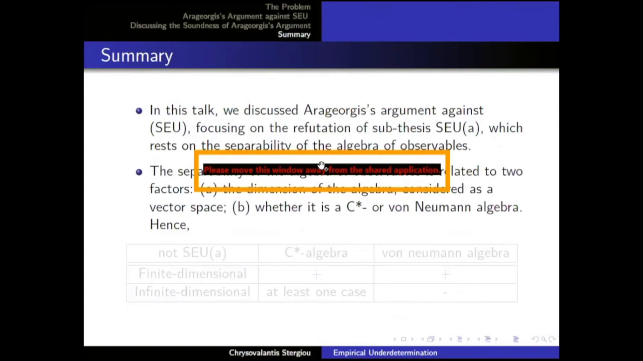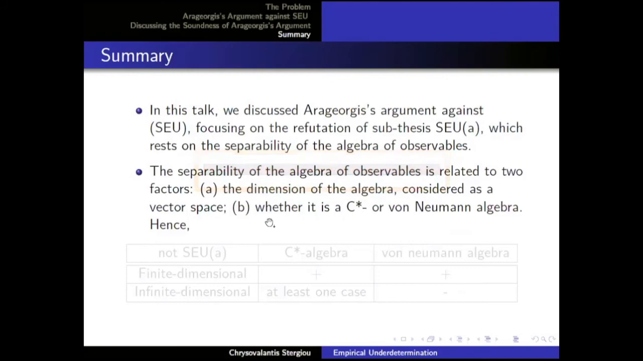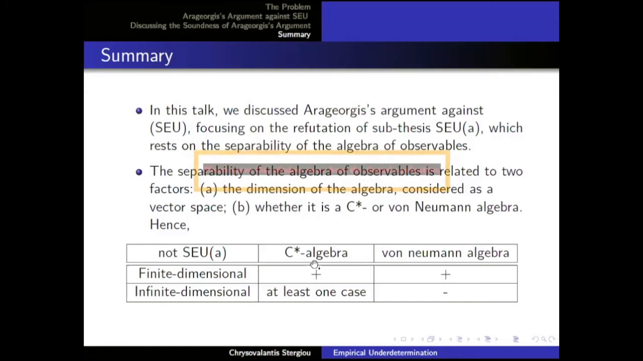The separability is a condition related to two factors. One factor is the dimension of the algebra considered as a vector space. And the other factor is whether the algebra is a C-star or a von Neumann algebra. So we have these cases here. The strong empirical determination thesis is false in cases of finite dimensional C-star algebras and of finite dimensional von Neumann algebras.